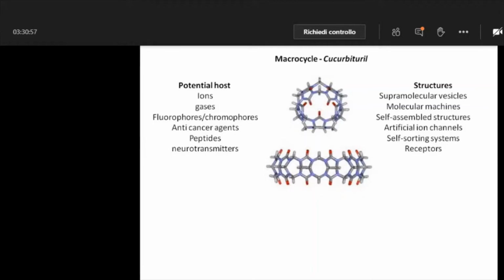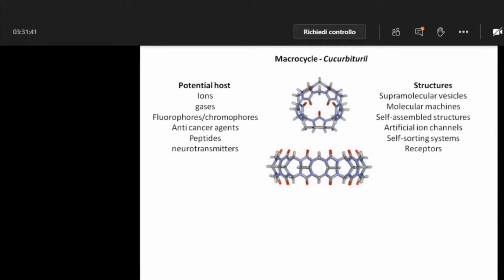So cucurbituril, as you know, is a very interesting class of macrocycles, and apart from these macrocycles, they can form supramolecular vesicles, molecular machines, self-assembled structures, artificial ion channels, self-sorting systems, and most importantly, they are very good receptors for different kinds of molecules and ions. These can be classified as ions, gases, fluorophores, anti-cancer agents, peptides, neurotransmitters, and many other types of molecules and ions. Since cucurbiturils have a very hydrophobic cavity and the concave hydrogen sticking outside, they can easily bind to anions and cations in general. So in this particular presentation, we'll be largely talking about hemicucurbiturils.